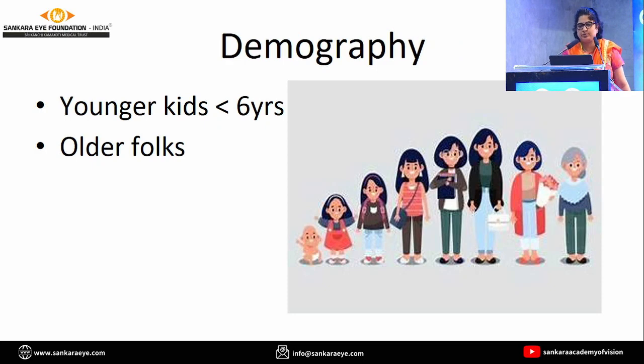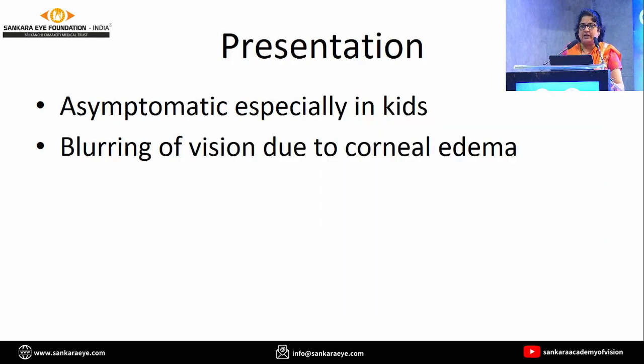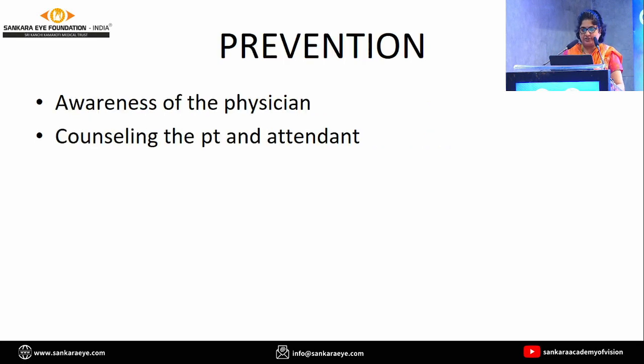Which age groups are affected? All age groups are affected, but most commonly children less than 6 years or the older folks. The presentation is most of the time asymptomatic, and sometimes if the pressure goes to 40 or 50, when corneal edema develops, they feel blurring of vision.